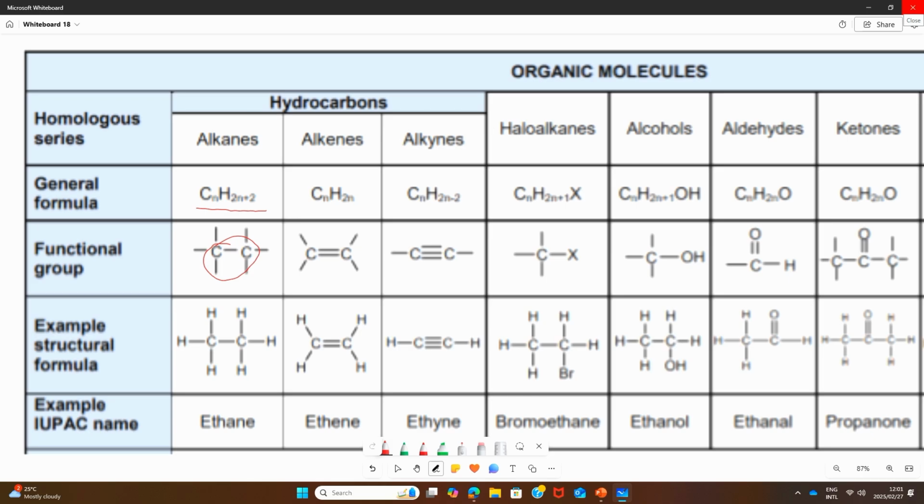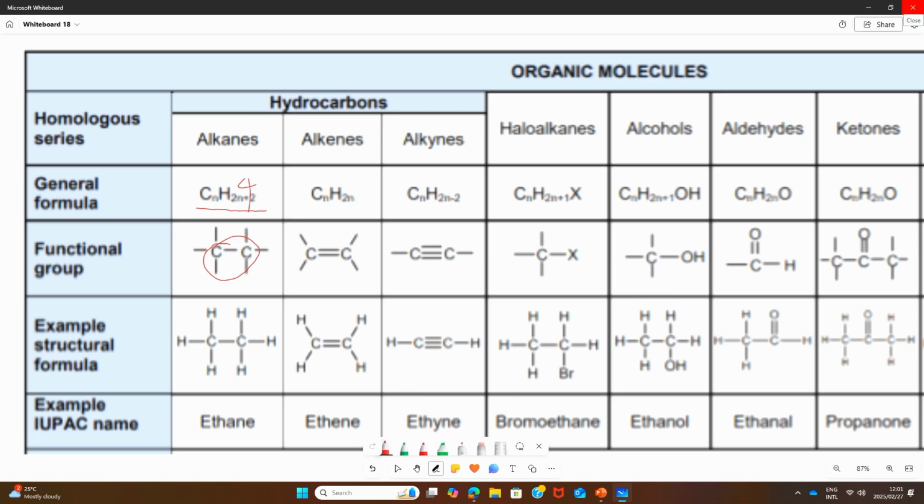So just to put the idea of a general formula into context, if our structure has got 1 carbon, how many hydrogens do I expect that structure to have? I expect it to have a total of 4 hydrogens. Where does the 4 come from? It's the 2 times 1, which is a 2, plus 2 to give me a total of 4.